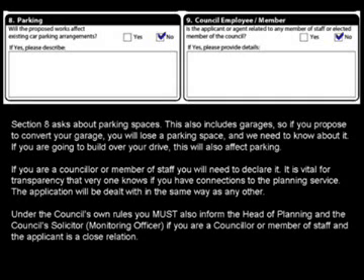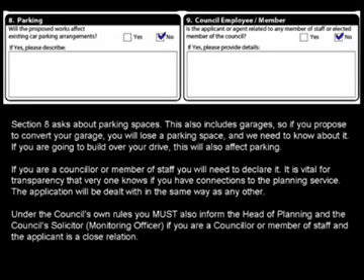Section 8 asks you about parking spaces. This also includes garages, so if you propose to convert your garage, you will lose a parking space and we need to know about it. If you're going to build over your drive, this may also affect your parking.